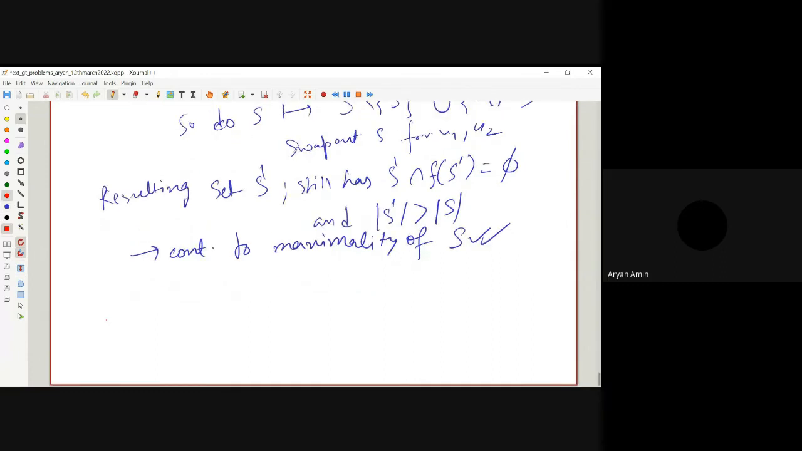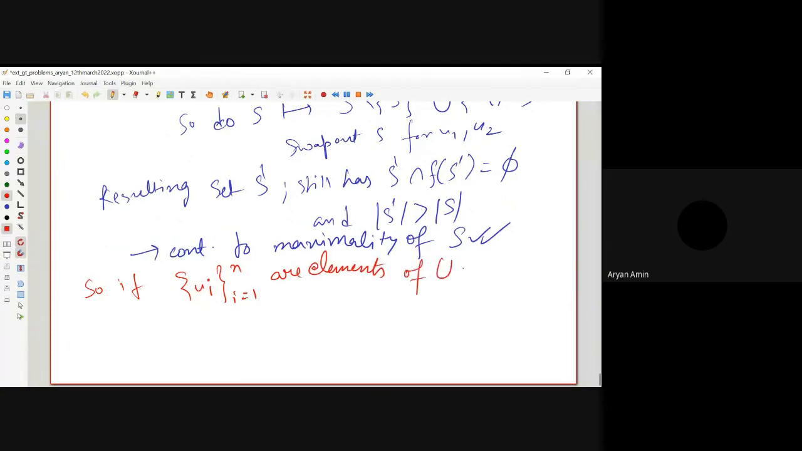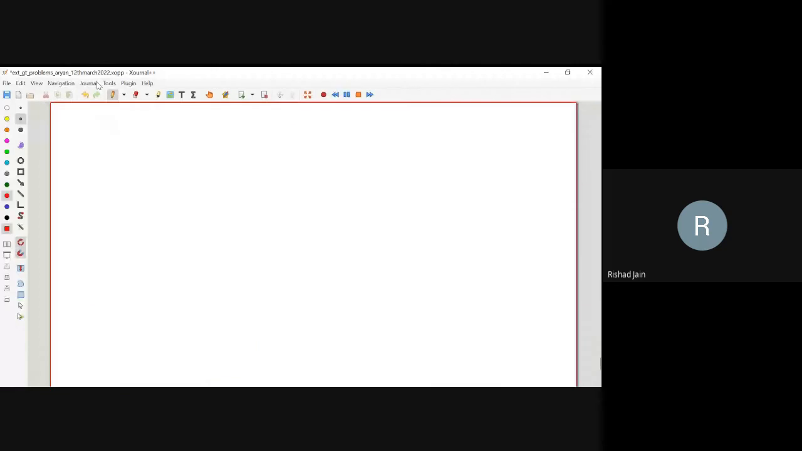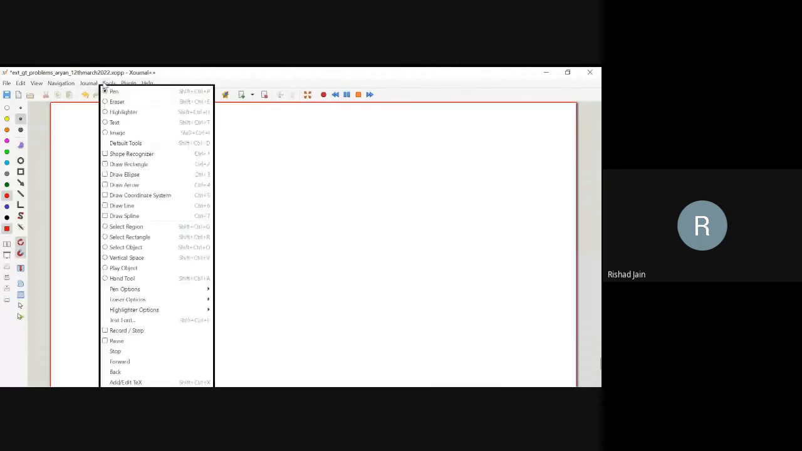So does everyone understand what I mean to say? So if you enumerate the elements of U, then let's say the s_i are unique. Does everyone follow to this point? If there are any questions, please feel free to ask. Okay then. Can you explain again from the line resulting set S'?